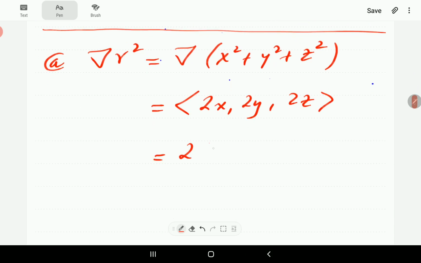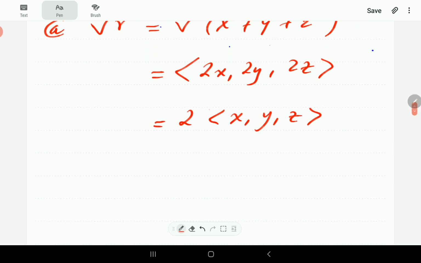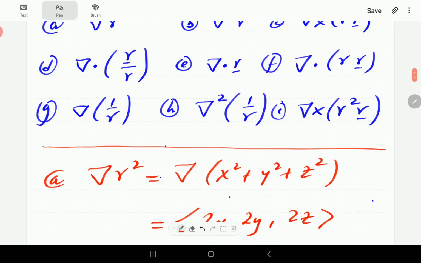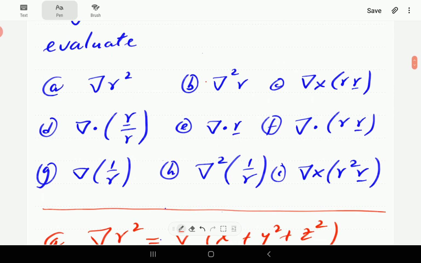Now we notice that 2 is common here, so if we factor out 2, all of a sudden you can see that this is 2 times the position vector r. So that is going to be the gradient of r squared.